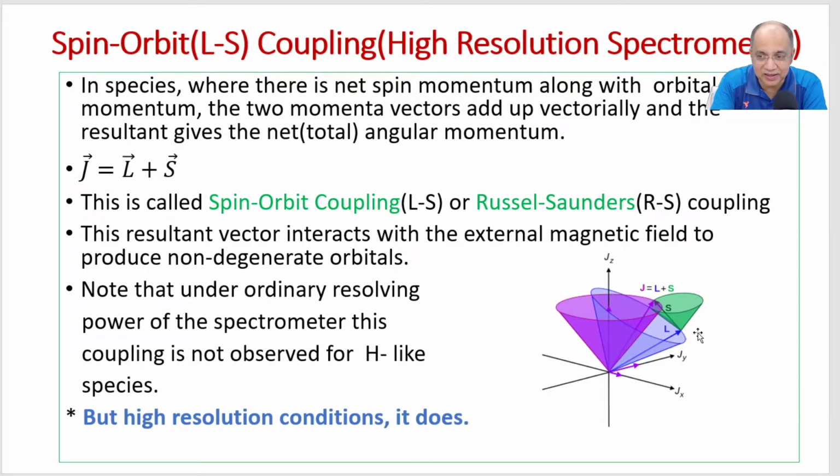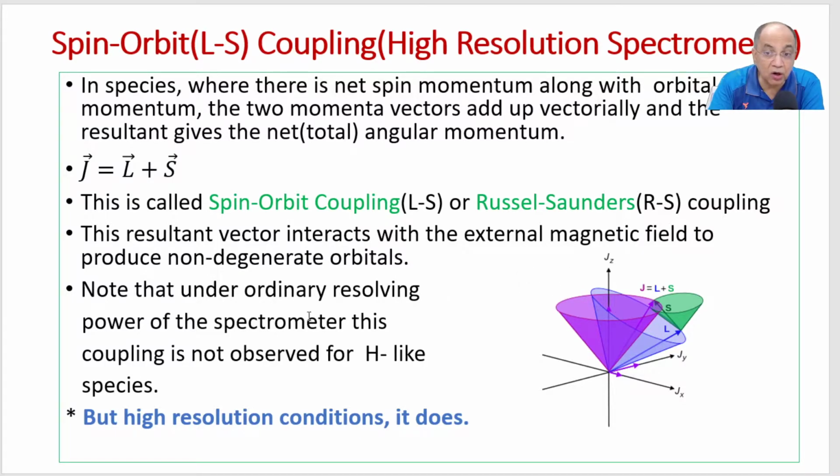Just think that this is the L vector, the orbital angular momentum vector. This is the spin angular momentum vector. This is the J vector, the resultant vector. Nothing else. Don't poke your nose into that. Yes, the resultant vector now interacts with the external field, if at all there will be Zeeman effect, to produce non-degenerate orbitals. We'll talk about that later.